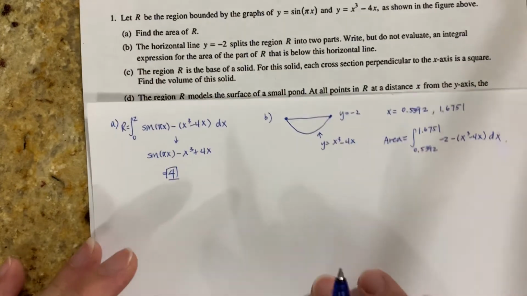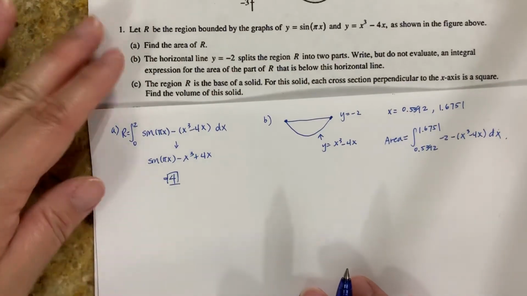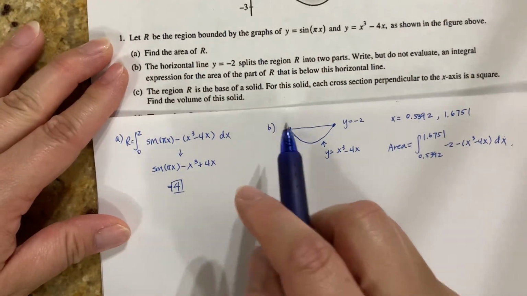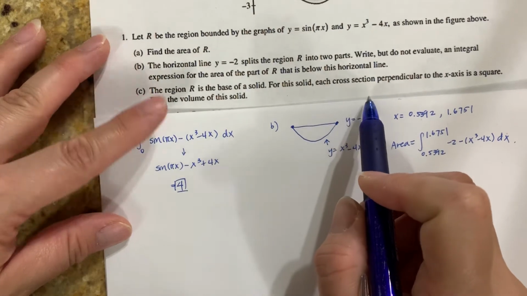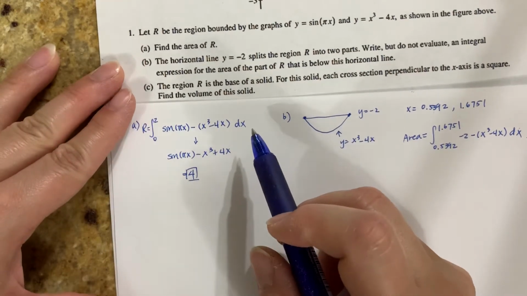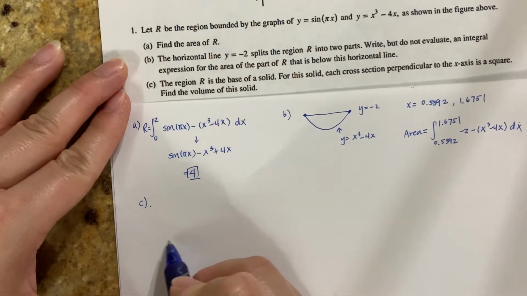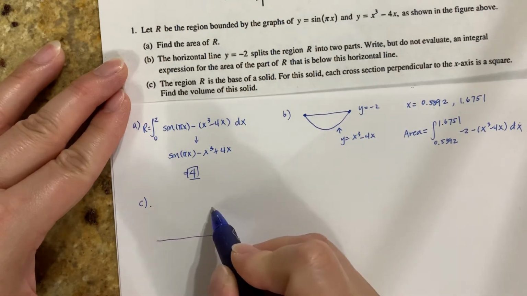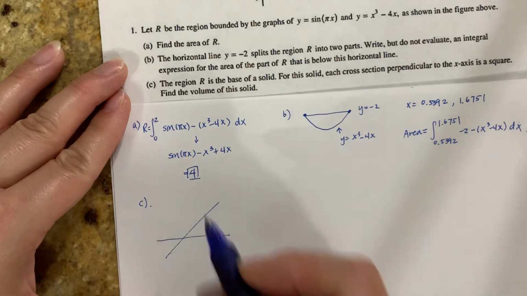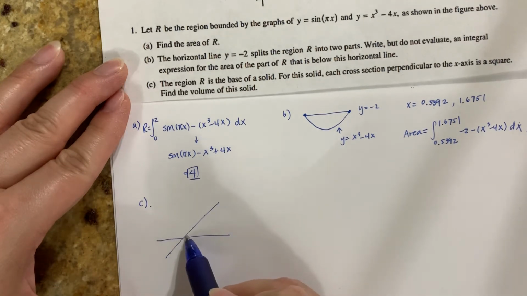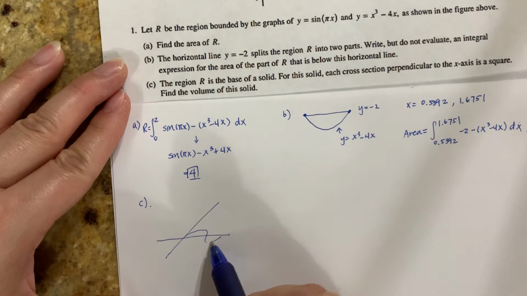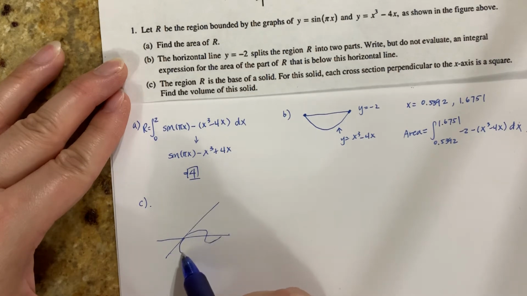Okay, next, part C. The region R is the base of the solid. This is a cross-section problem. For this solid, each cross-section perpendicular to the x-axis is a square. Find the volume of this solid. So again, the trick to seeing this picture is to put your x-axis like so, and your y-axis a little bit curved like that. So your region is like that, and this is the bottom.